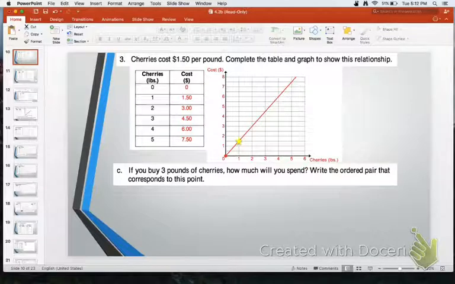All right, let's answer some more questions about this. Question C, if you buy 3 pounds of cherries, how much will you spend? Write your answer as an ordered pair. So look up at the chart, look down to the number 3, and look over. I see if I buy 3 pounds of cherries, I'm going to spend $4.50.